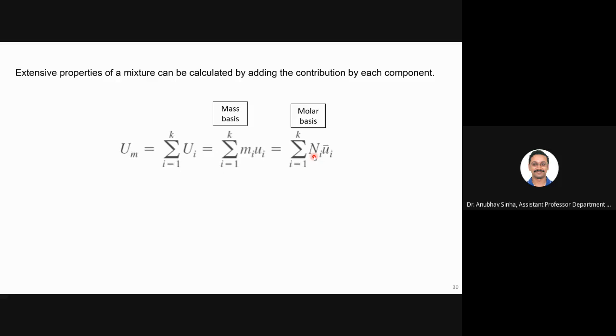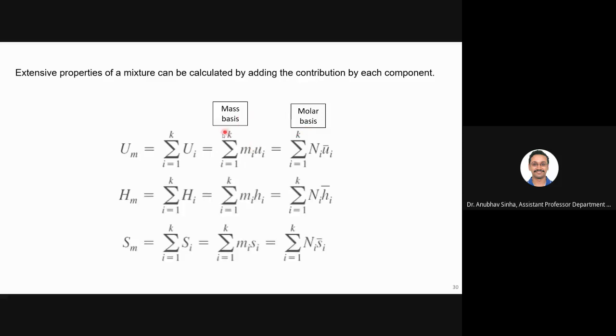Similarly, we can calculate extensive properties of the mixture by taking a mass weighted average. For example, for internal energy of a mixture, I can simply add all the internal energies for different components. It could be m1 u1 plus m2 u2 like that, or you can take u in terms of mass, or in terms of number of moles. When you define u in terms of number of moles, multiply by n, which is the number of moles. Either you can take mass basis or molar basis.